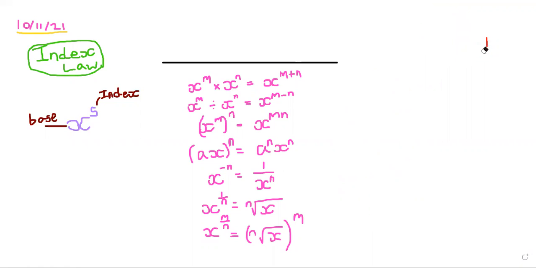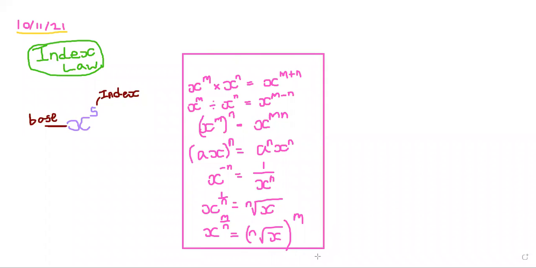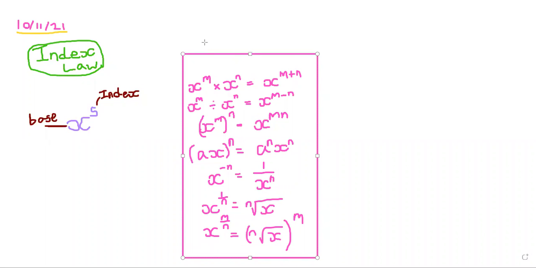Okay, so I've just cleared up some space. So I'm going to keep the rules up. Let me just get a box around them. So these are all our important rules. And here are some questions.